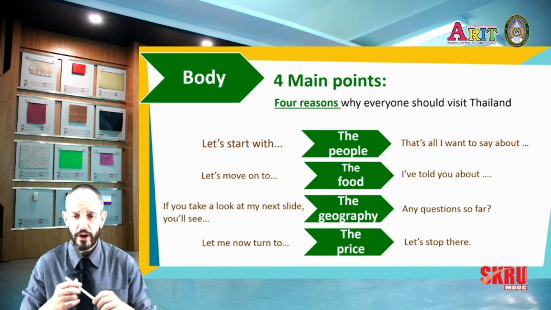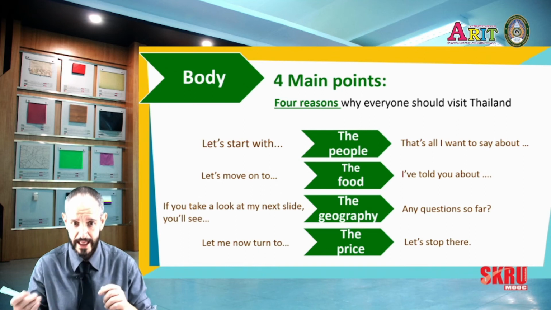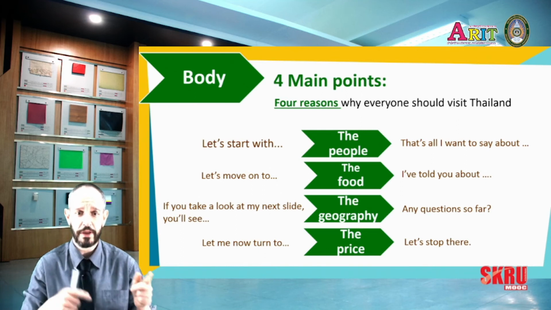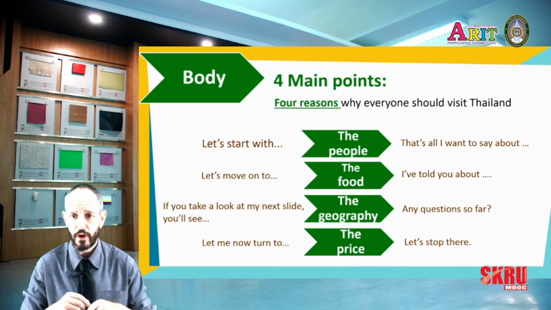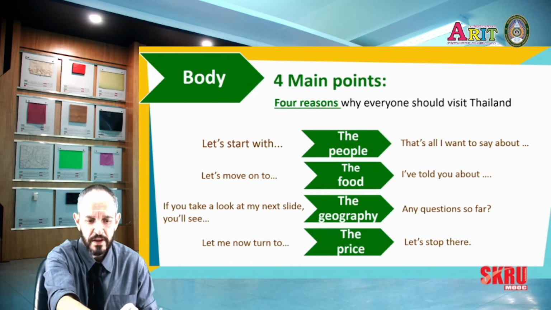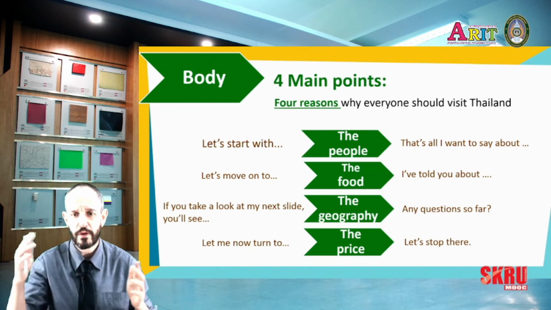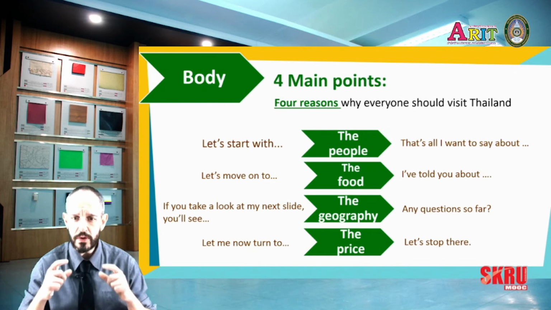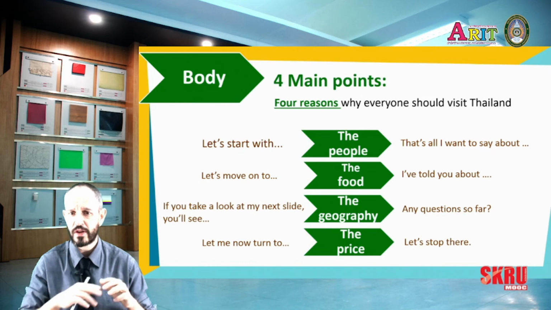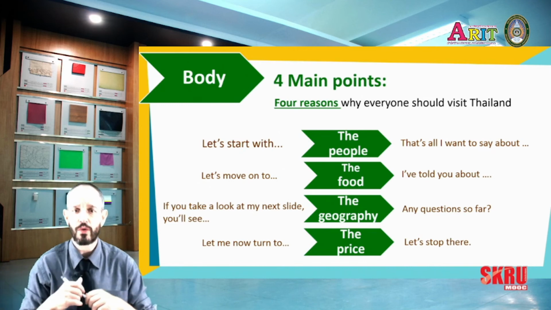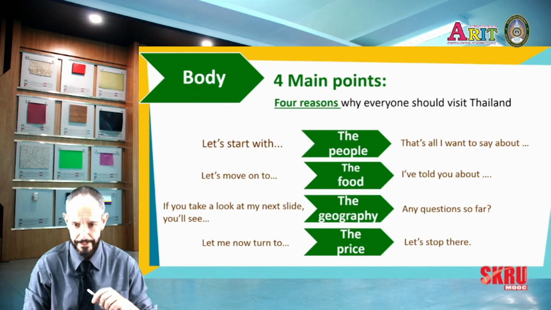Notice how the transition out at the end is also combined with a transition in. So we'll do, let's start with the people. That's all I wanted to say about the people. Let's move on to the food. So they're usually used together to get out of and into new main points.